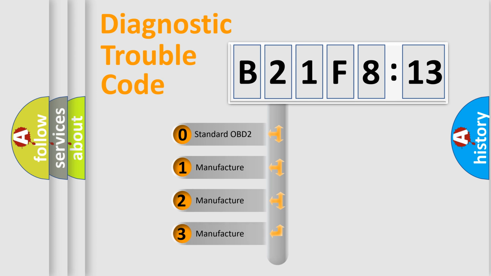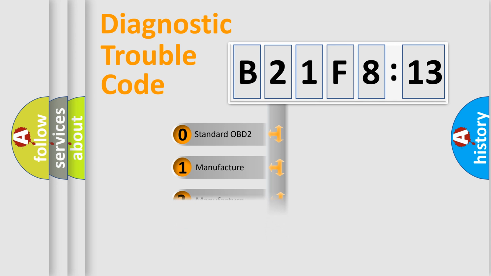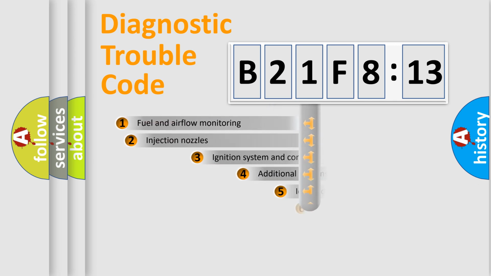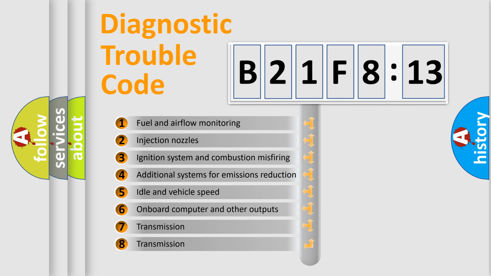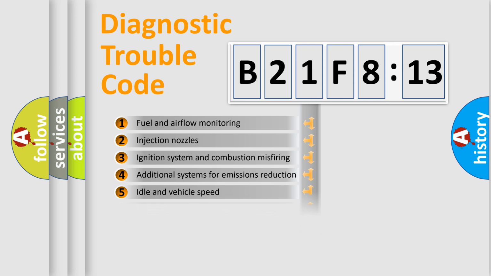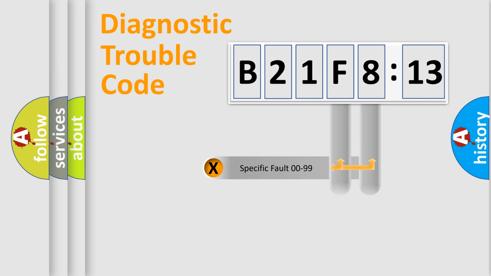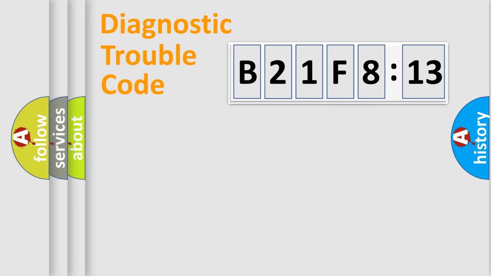If the second character is expressed as 0, it is a standardized error. In the case of numbers 1, 2, 3, it is a more specific expression of a car-specific error. The third character specifies a subset of errors. The distribution shown is valid only for the standardized DTC code. Only the last two characters define the specific fault of the group.